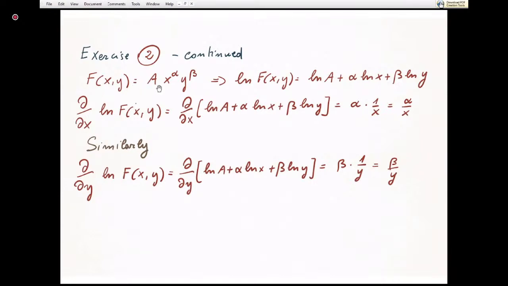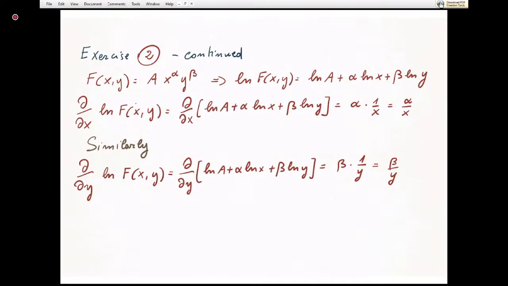Now, the logarithmic derivatives are just the derivatives of this new additive function, which is the log of the previous function. The log of a is a constant. Alpha log of x, if I take the derivative with respect to x, is alpha over x. Beta log of y, derivative is 0 with respect to x. This is why we get alpha over x. Similarly, the derivative with respect to y of this sum is 0 plus beta over y.